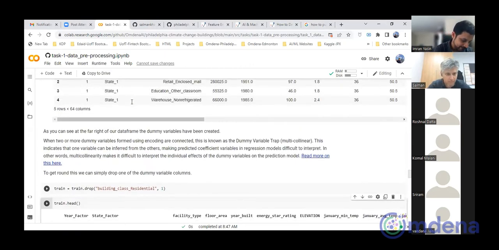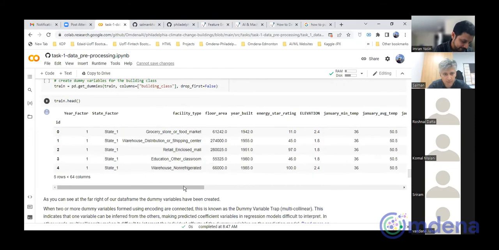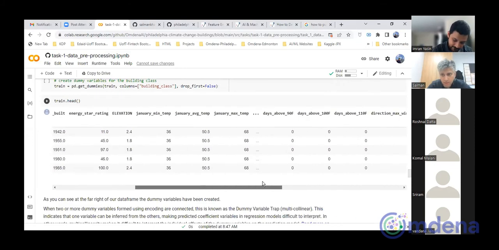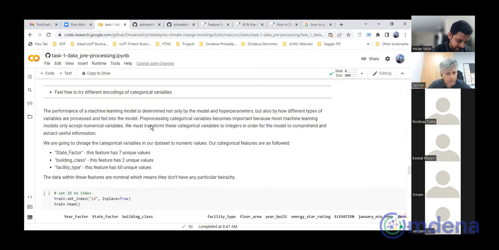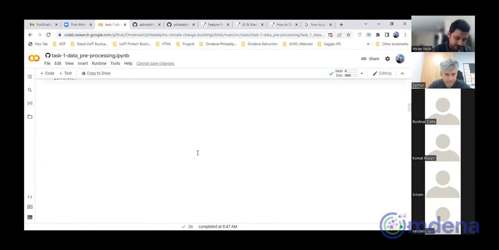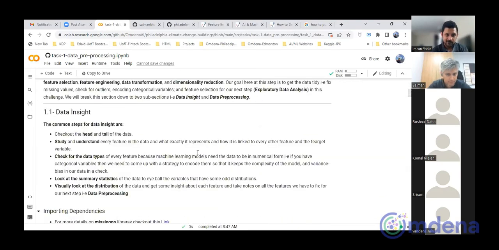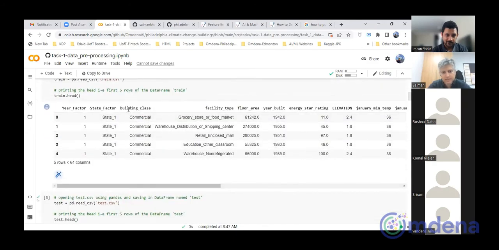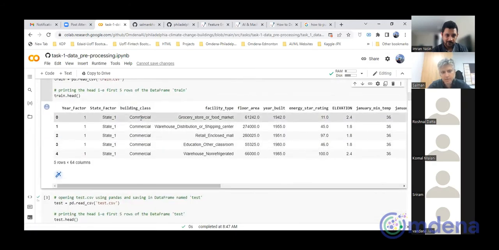I think we have dropped it, but let's see here. Let's go to the top because the original one has it. Okay, you can see that this building class has a commercial value or a residential value.